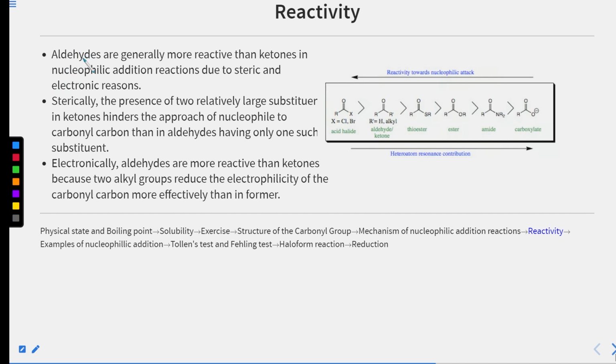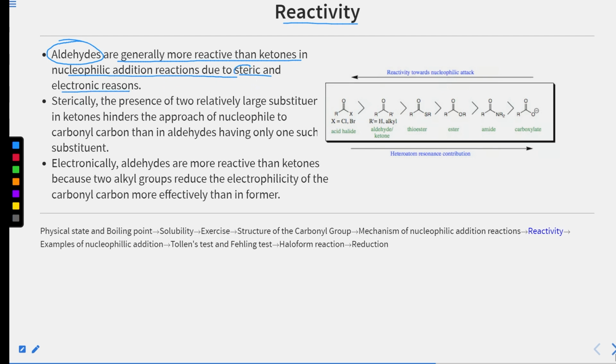As usual, aldehydes have a greater reactivity. The reason is obvious. We have mentioned the same reason in the case of dipole-dipole interaction. We have seen that the dipole moment of aldehyde is higher due to the plus I effect in the case of ketone, which is being given on two sides by R. Now, aldehydes are generally more reactive than ketones in nucleophilic addition due to steric reason and electronic reason.